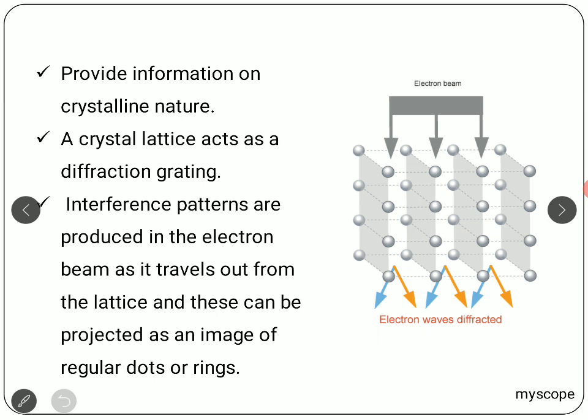So if you consider a normal idea about diffraction, we have the electron beam which is incident on the sample, and let's say the sample is more or less crystalline.